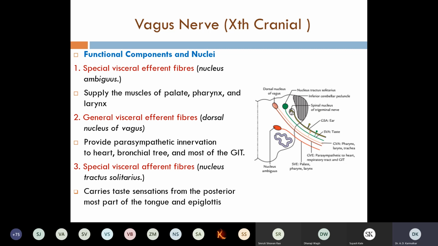Dorsal nucleus of vagus; nucleus tractus solitarius, again special visceral afferent fibers are there. Spinal nucleus of trigeminal, it is general somatic afferent fibers. So the cell bodies will be located in these nuclei. And the axons, the sensory fibers coming from the periphery towards the center, will relay into these nuclei. These fibers together will form the vagus nerve. Now if you see, it is a mixed nerve and all these components are present.